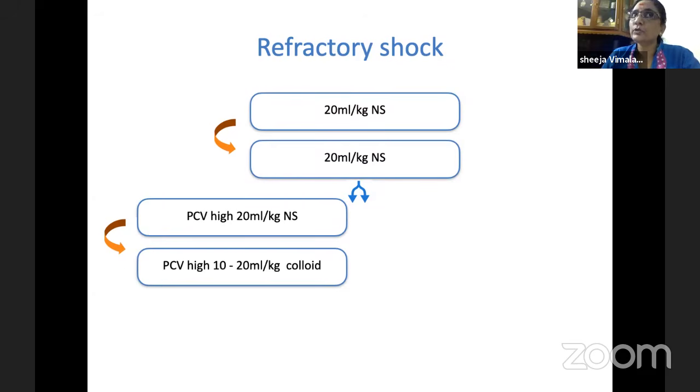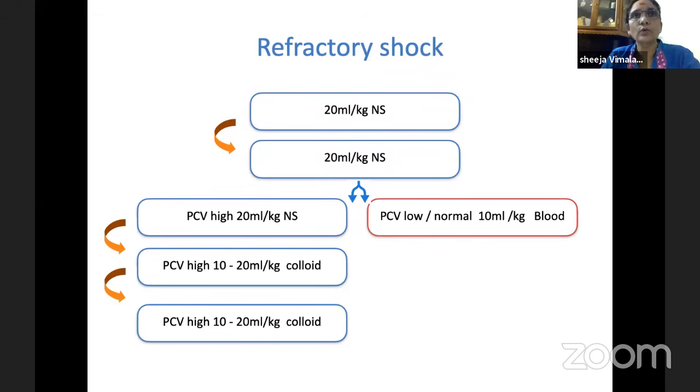If after 2 20 ml per kg NS, you find that your hematocrit is low or hematocrit is normal, any child who's coming to you in a dengue shock syndrome should have a high hematocrit if it is due to capillary leak.